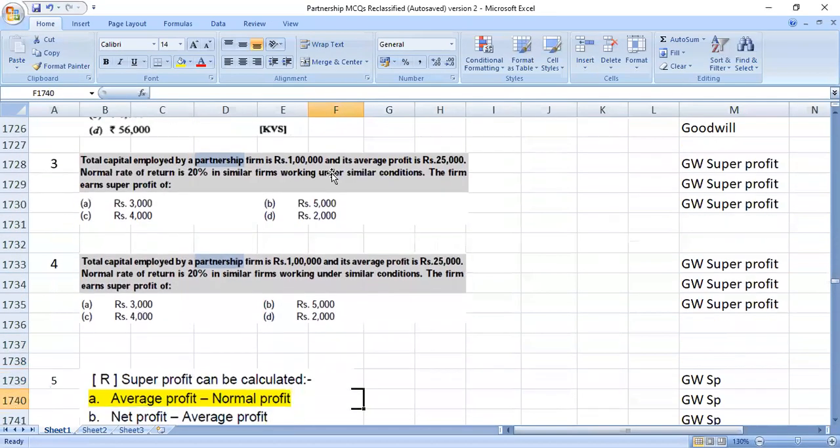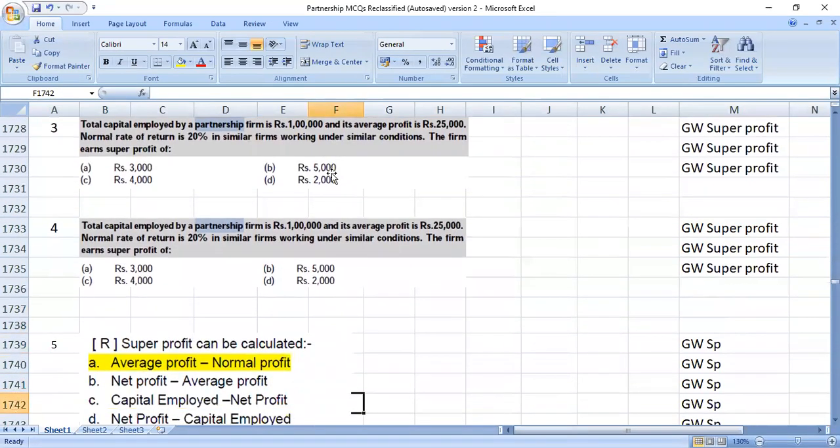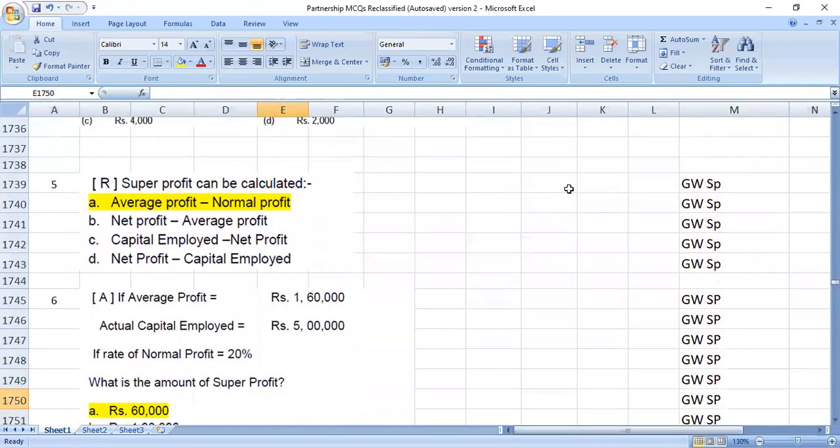Total capital employed by a partnership firm is 1 lakh. Average profit 25,000. Normal rate of return 20%. Simple. Average profit 25,000 minus normal profit. Normal profit is 1 lakh into 20%, which is 20,000. So 5,000 is the super profit earned by the firm. Understood, children?